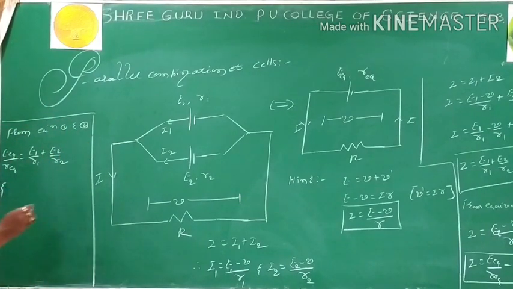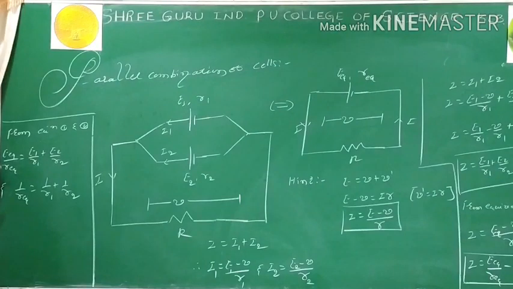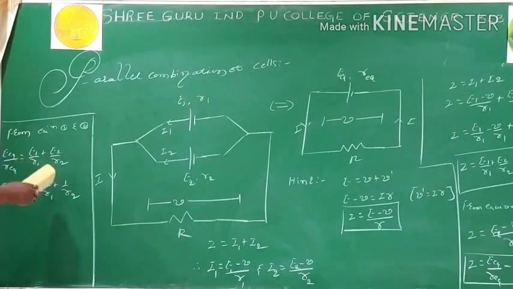And 1 by R equivalent from equations 1 and 2, what is that? 1 by R1 plus 1 by R2. So, if you take the number of cells, 1 by R equivalent equals 1 by R1 plus 1 by R2 plus 1 by R3 and so on. Now, this is our derivation for what? Parallel combination of the cells. So, E equivalent by R equivalent equals E1 by R1 plus E2 by R2. For internal resistance, 1 by R equivalent equals 1 by R1 plus 1 by R2. If you take the number of cells, the process is continued. Now, this is the derivation for parallel combination of the cells.